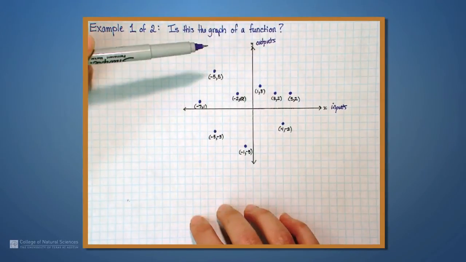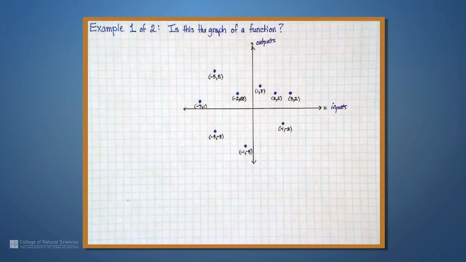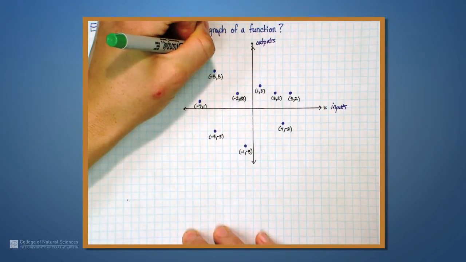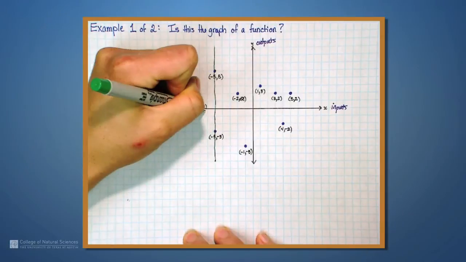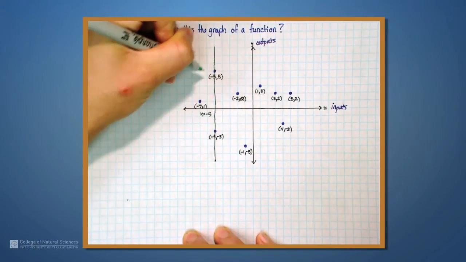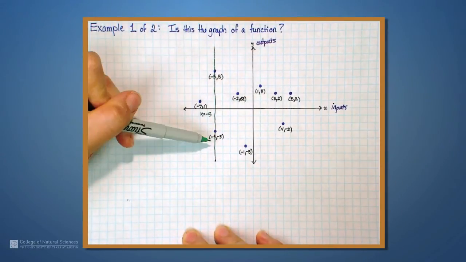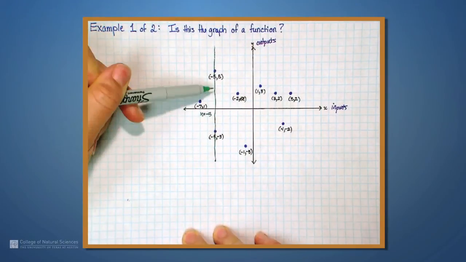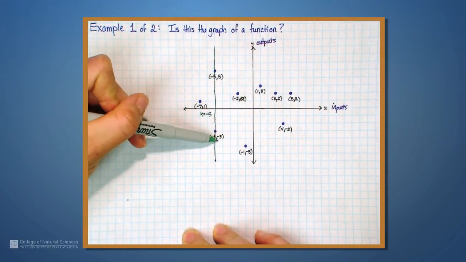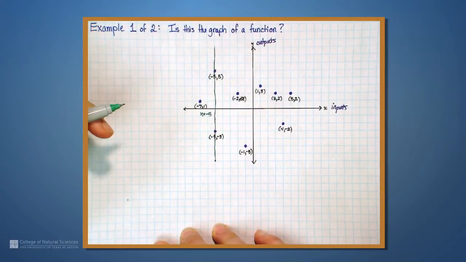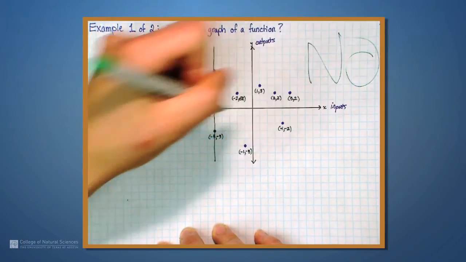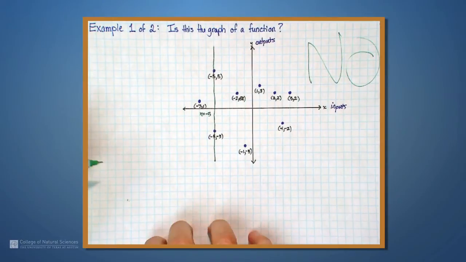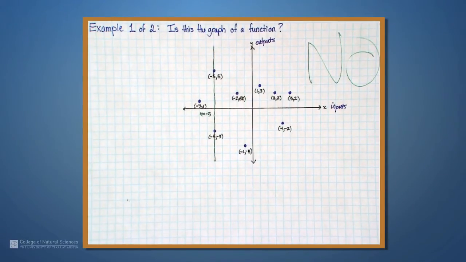Check this out. There's a vertical line here at -5. By at -5, I mean x equals -5. And this vertical line goes through 2 points. -5 is the input. 5 and -3 are the two different outputs. So, no, it is not. Not by the definition, not by the vertical line test. Absolutely not.